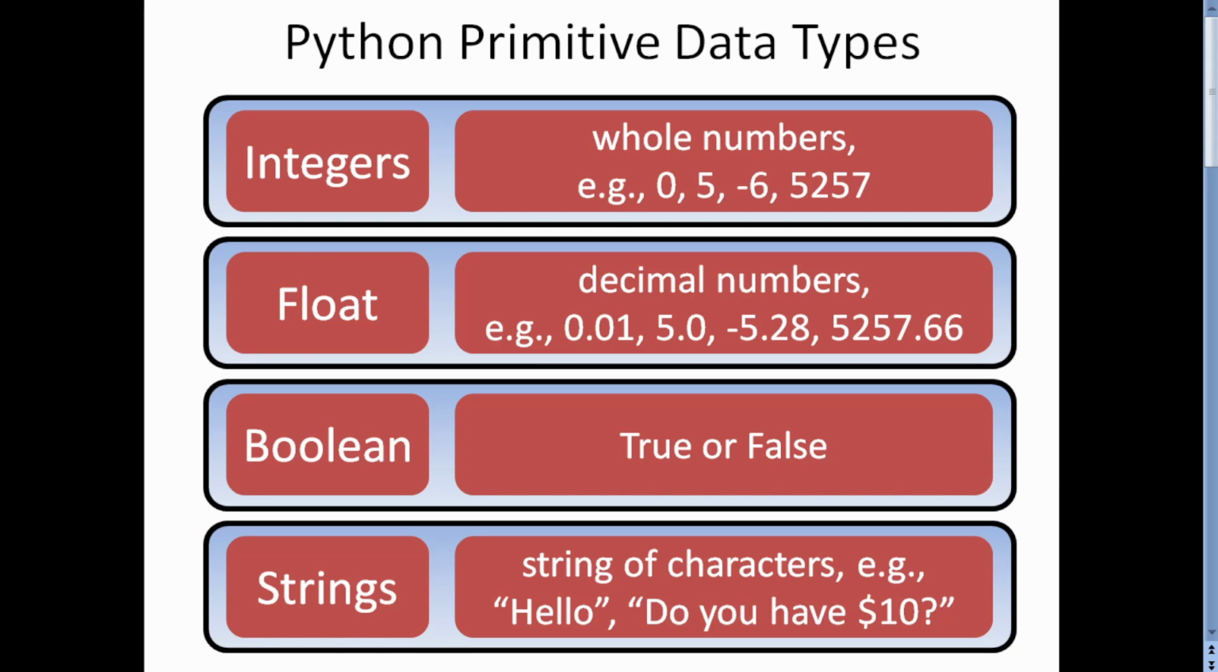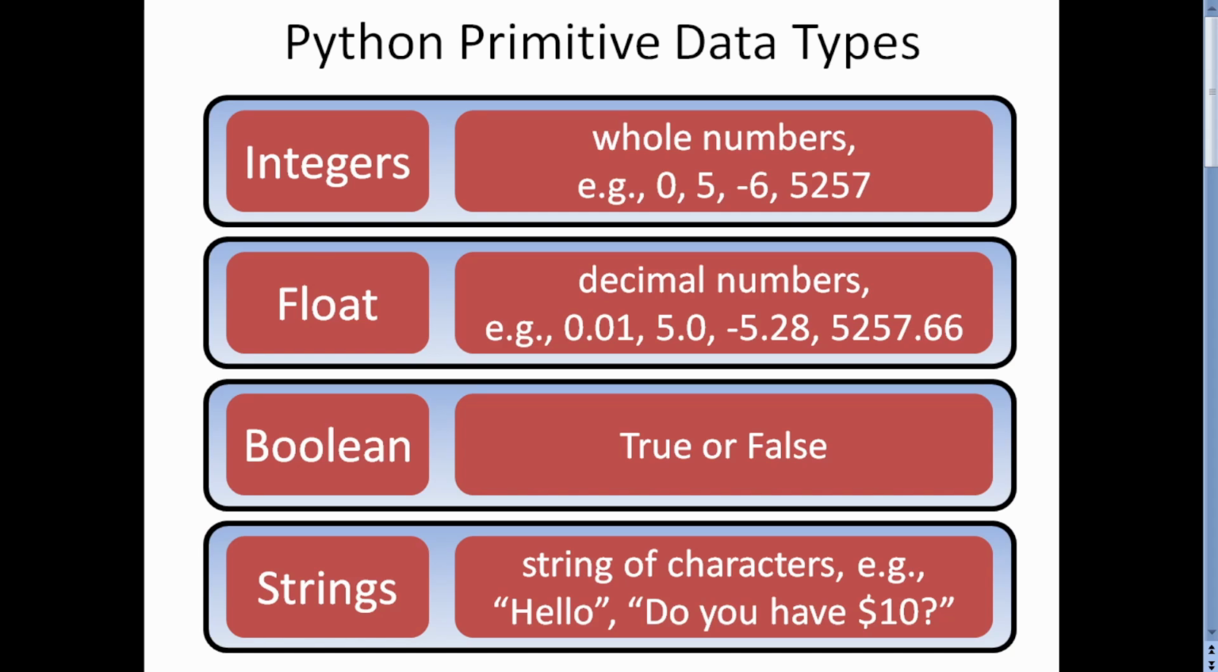The second data type is called float. Unlike integers, float represents numbers that have decimals. For example, 0.01 is a float data type. 5.0 is also a float data type because it has a decimal point. -5.28 and also 5257.66 are all float data type.